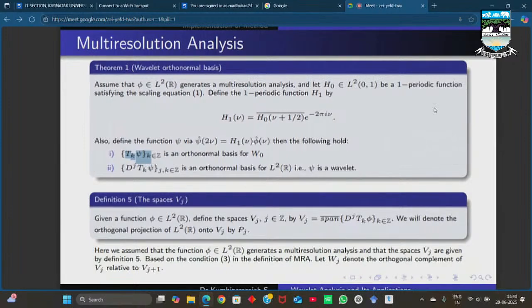Then by using the dilation parameter, if j is equal to 1, then it is an orthonormal basis for W1. Similarly, for every value of j, this will become an orthonormal basis for the Hilbert space. That is, the psi is a wavelet. So this is the way we can create the wavelet. And here the definition says phi is from the Hilbert space, and Vj is defined by the span of this space, and the orthogonal projection in the Hilbert space onto Vj is denoted by Pj. That is, Pj is the orthogonal projection.